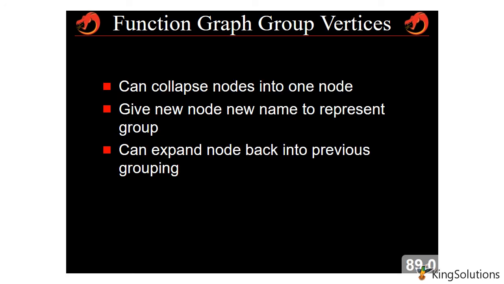Function graph. Group vertices. Can collapse nodes into one node. Give new node new name to represent group. Can expand node back into previous grouping. To group vertices, use the control button with right click. Drag to make a box around a group of vertices, then right click and choose Group Selected Vertices. Enter a new name and hit OK to collapse into one node. To expand back into original vertices, right click on the grouping, and choose Ungroup Selected Vertices.